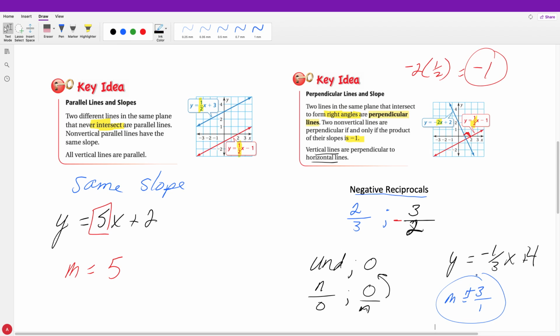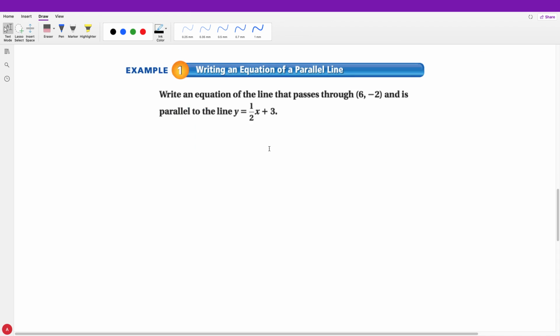All right, so those are some key ideas that you have to be able to remember and recall when we're answering some of these questions. All right, so let's go ahead and start answering some of these questions. All right, so this question says, write an equation of a line that passes through a point, (6, -2).